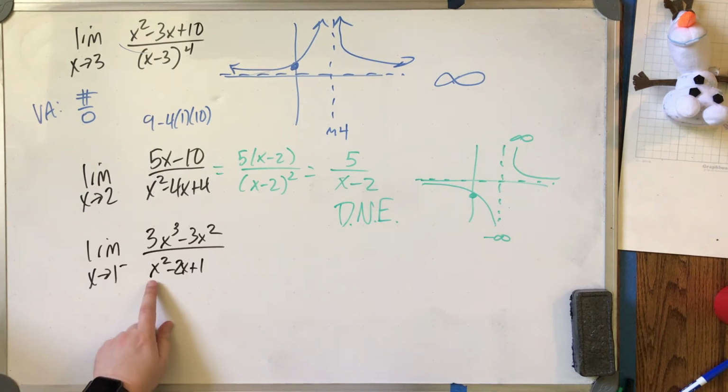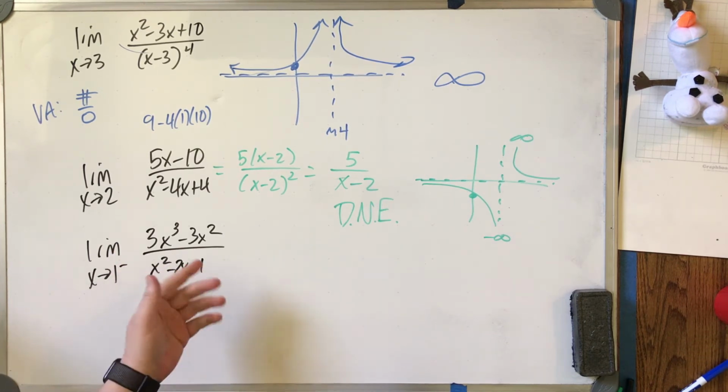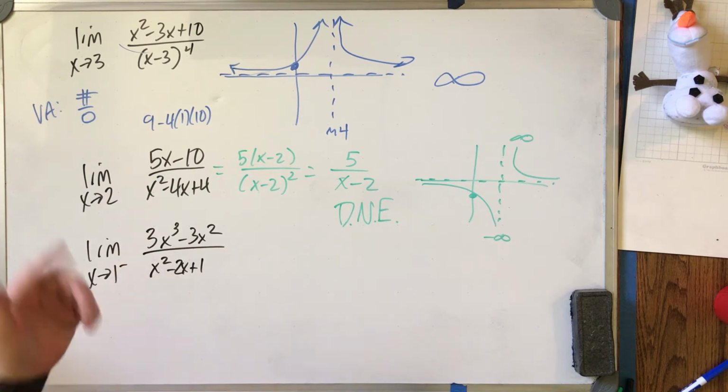So I'm going to try to direct substitute into this, and even though we're approaching from the left-hand side only, we can still try to direct substitute. If direct substitution works, then the left-hand and right-hand limits are equal to the real limit.